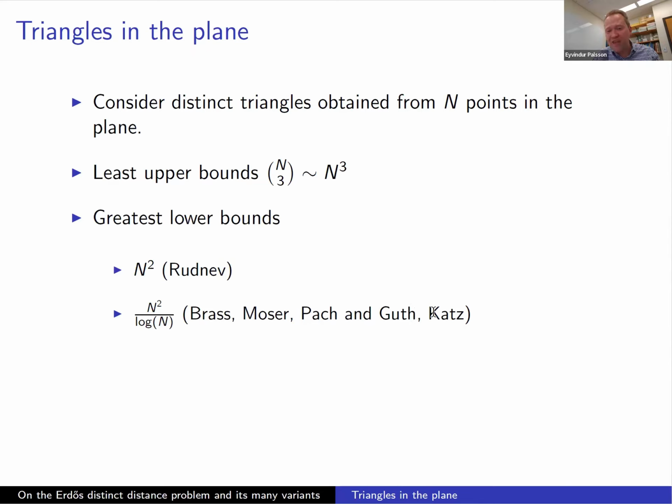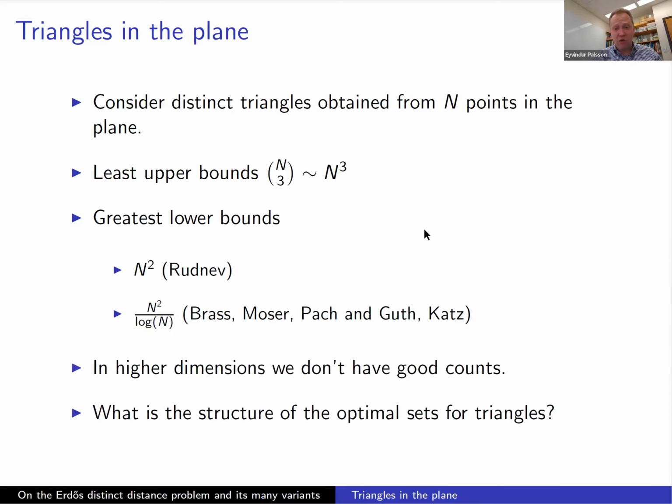So just taking the Guth-Katz result, you immediately get on the order of n squared, but with that logarithm over here. Now, Misha Rudnev improved this and got just straight up n squared. And that is the lowest that you can do. If you just place your points in a regular n-gon, you achieve exactly n squared. So one can nail the distinct distance type problem for triangles in the plane.